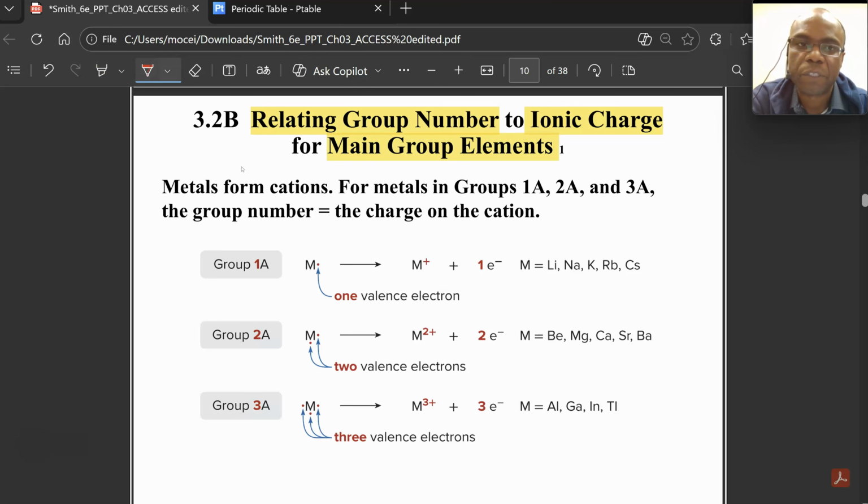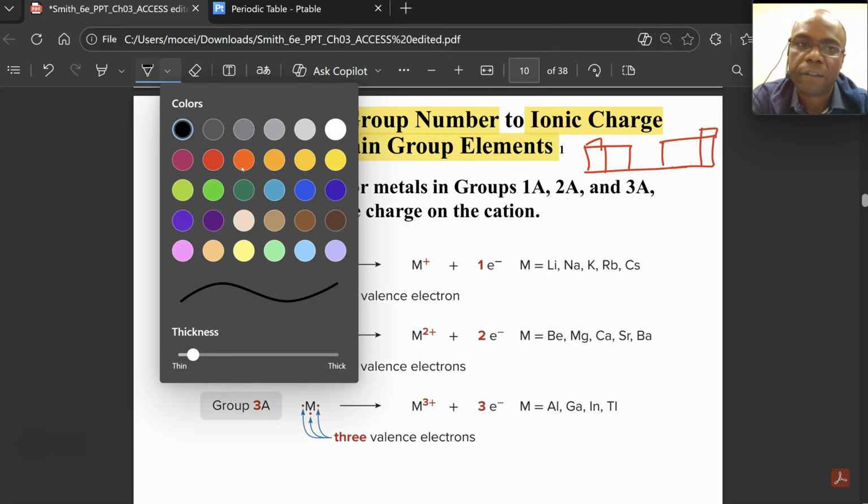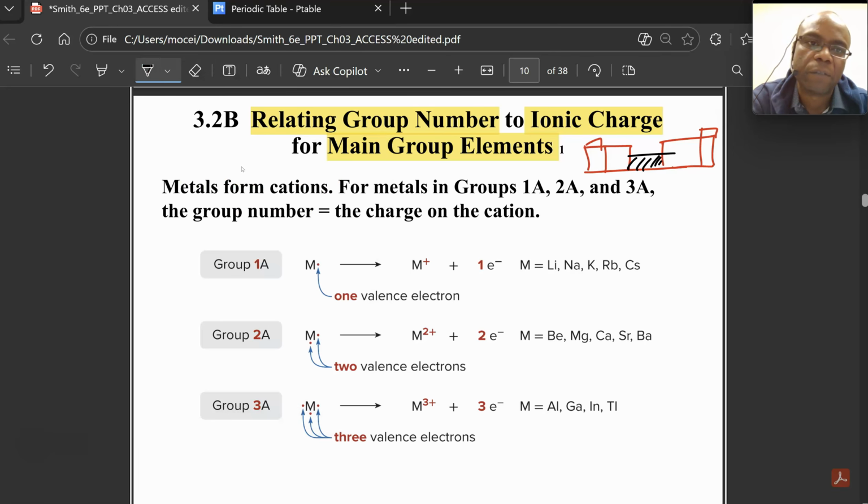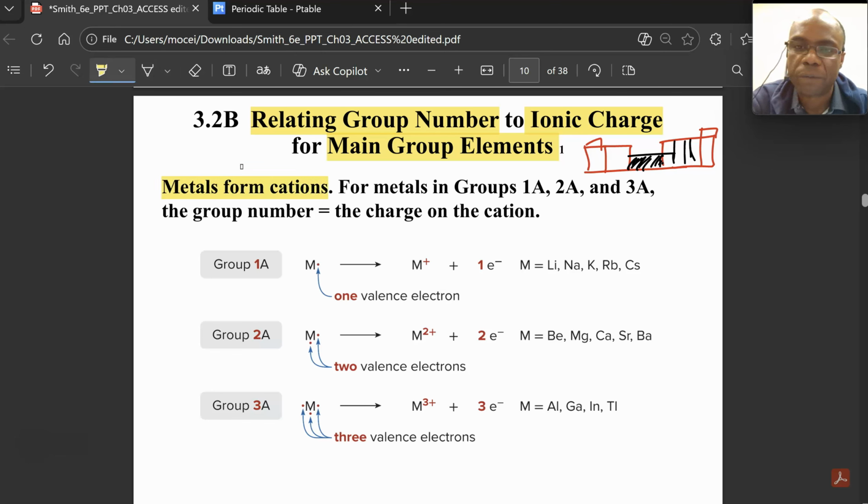Remember, in the periodic table, the main group elements are the tallest columns of the periodic table, found on the left and on the right, ignoring the transition metal elements in the shaded area. Those are the main group elements, and they're usually 8 columns. To remind you, metals will always form positively charged species we call cations.